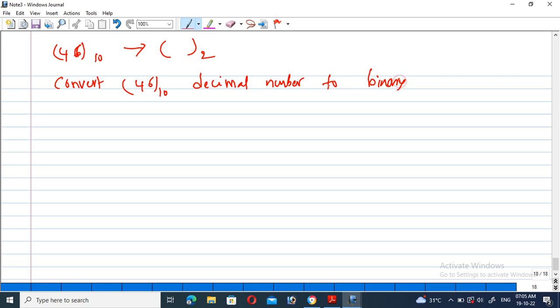Suppose if you want to convert like this, we can achieve it with the help of a successive division operation, right? So let us see the scenario. 46 can be divided by 2, because the converted base radix is equal to r.